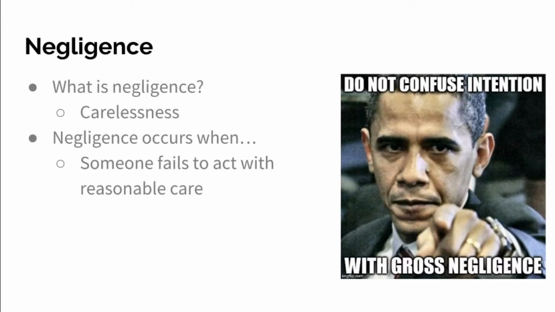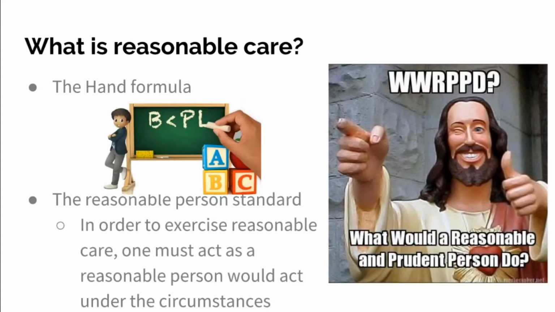The next type of tort is negligence. Negligence is much more difficult to determine, so we will spend a lot more time on negligence. Negligence basically means carelessness. The legal definition of carelessness is basically when someone fails to act with reasonable care. But when we dive into what reasonable care means, it gets a little more complicated.